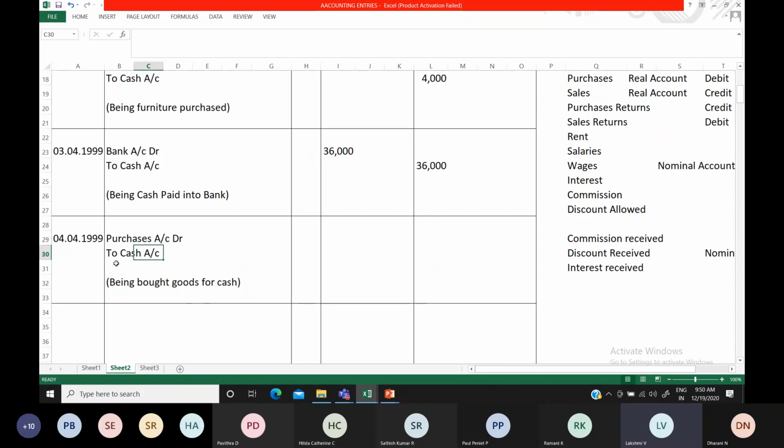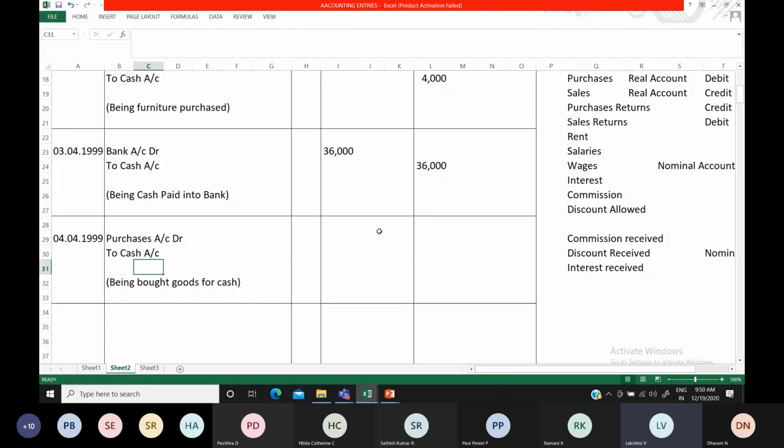And then to cash account: if nothing is mentioned and a person's name is mentioned, you have to credit that person's name account. But if nothing is mentioned, it is an assumption that it is a cash purchase they have made, so you have to credit the cash account. Unless a person's name is given, you credit the cash account only. So you make the entry like this: purchases account debit to cash account.